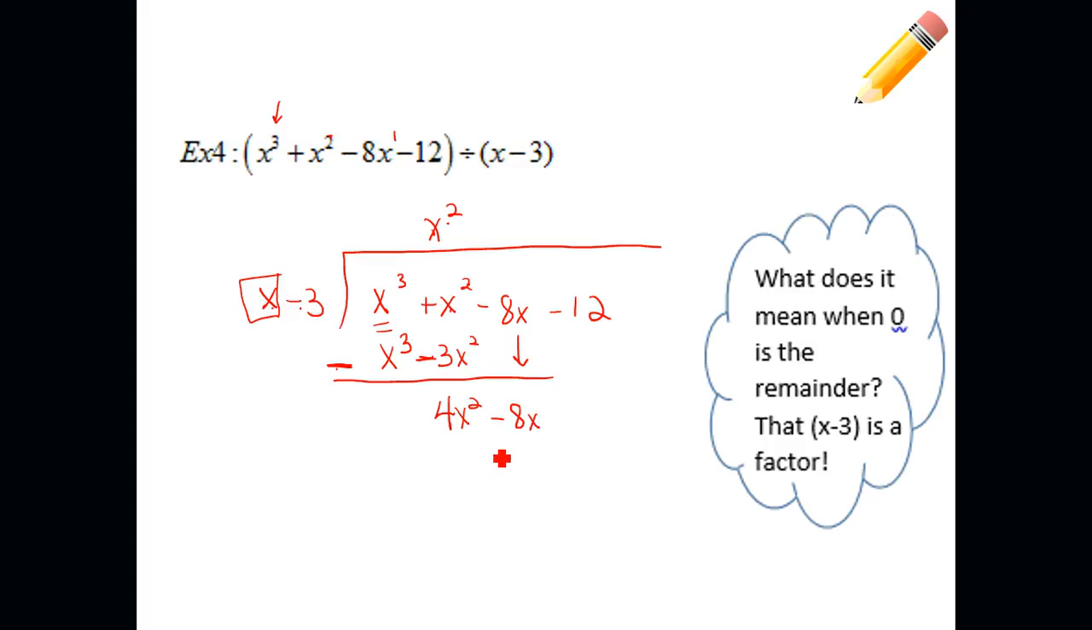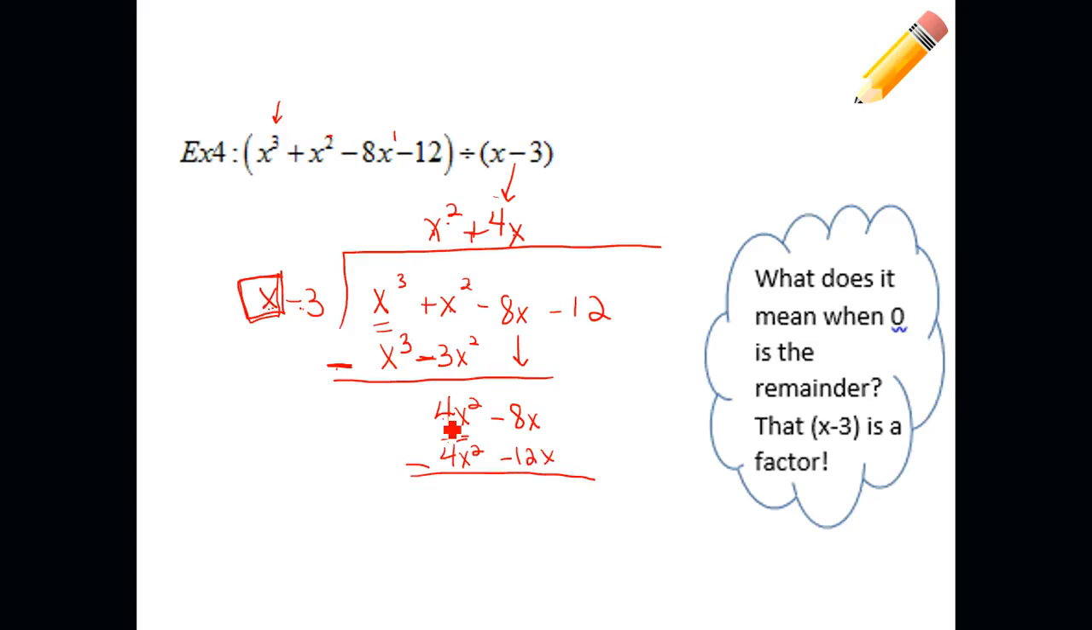Now I'm going to ask myself the same question. What do I need to multiply this x by to turn them into 4x squared, or to basically cancel out the 4x squared? Well, I need to multiply them by a 4 and an x. Positive. I like it. So here we go, distributing now the 4x that I placed up here. So 4x times x is 4x squared. 4x times negative 3 is negative 12x.